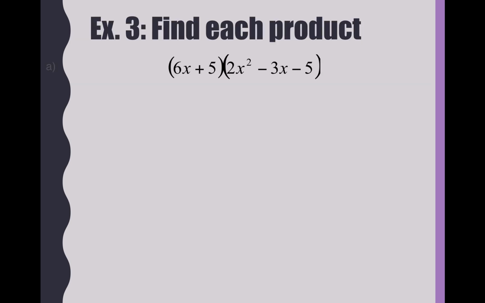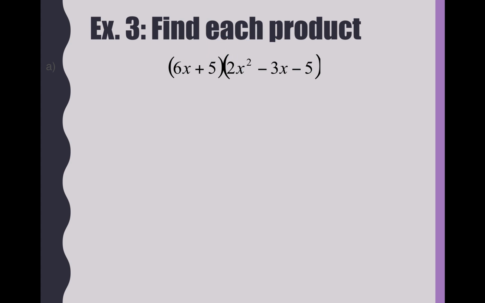Okay. Now sometimes the FOIL method doesn't always work. That's why I taught you the horizontal method first. So the next thing we're going to do is we're going to be still multiplying polynomials, but our polynomials aren't just going to be 2-term polynomials. In this case, we have a 2-term polynomial and a 3-term polynomial. And if you try to do FOIL on this one, you would end up multiplying the first terms, the outside terms, the inside terms, and the last terms, and you'll see that you forgot to multiply this negative 3x by anything. So FOIL doesn't work.